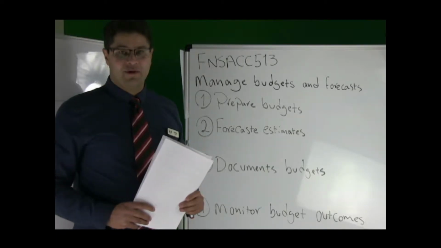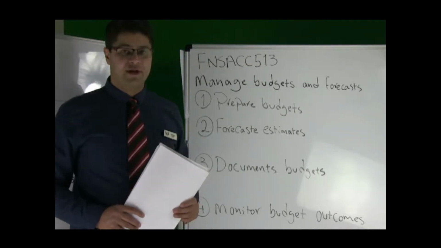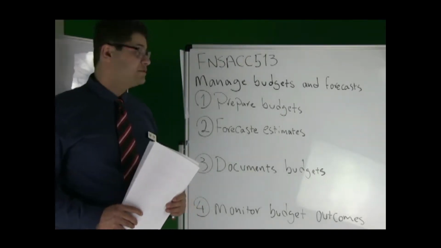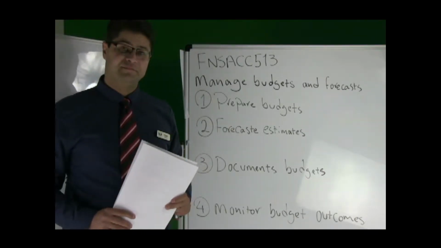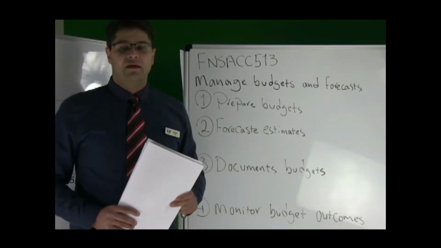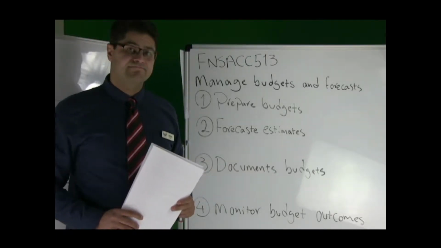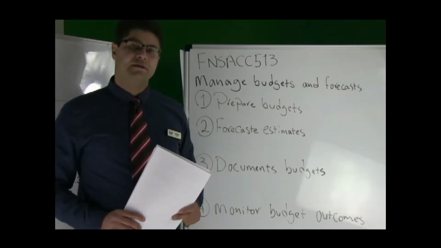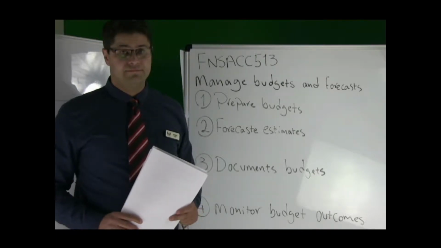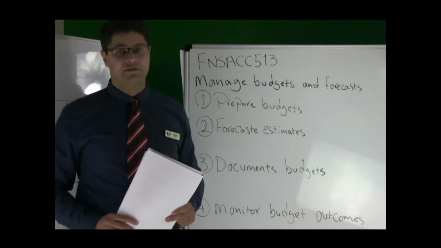I'd like to speak about a unit. It's called Manage Budget and Forecast. Also, the unit code is FNS ACC 513, as you can see. Why is this unit part of your qualification? I'd like to start with an example. Imagine that you're setting up your small business, for example gardening, cleaning, any business you name it.